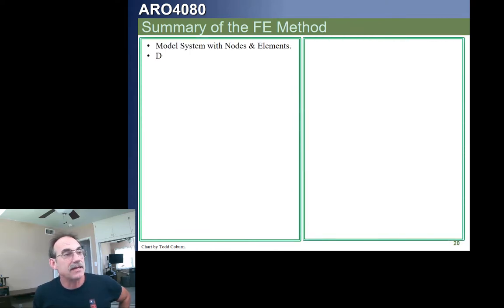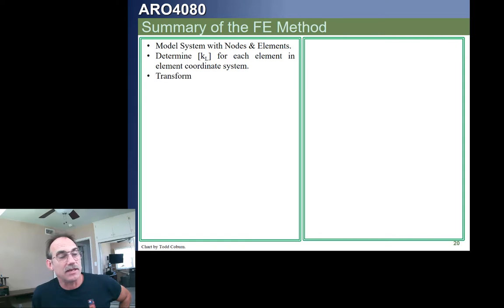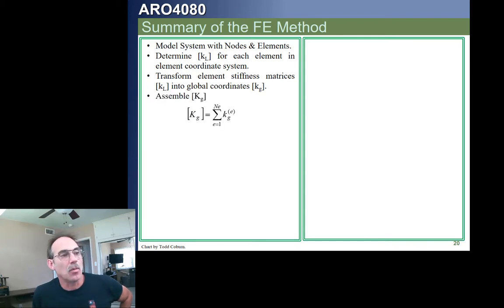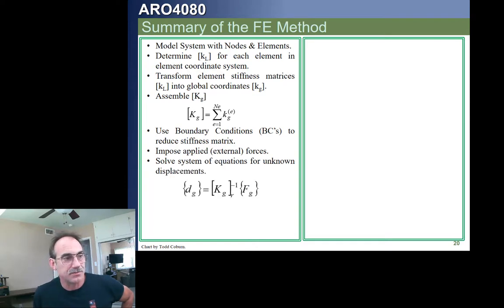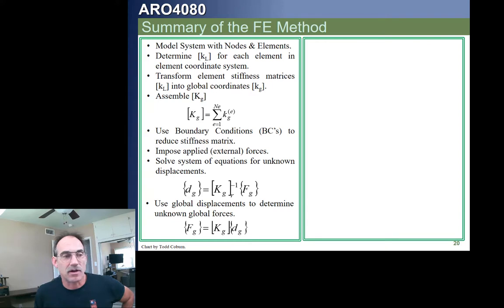Here's a summary of our method. We're going to model our system with nodes and elements. We're going to determine the spring constant for each, or the stiffness matrix for each and every element. We're going to transform our stiffness matrix from a local to a global coordinate system. We're going to assemble our global stiffness matrix as we did before. We're going to apply our boundary constraints, whether they're homogeneous or inhomogeneous. We're going to impose our external forces. We're going to solve the reduced system of equations. Once we've done that, we then can use those displacements with the other displacements that we knew in order to calculate what our global forces are that are unknown.